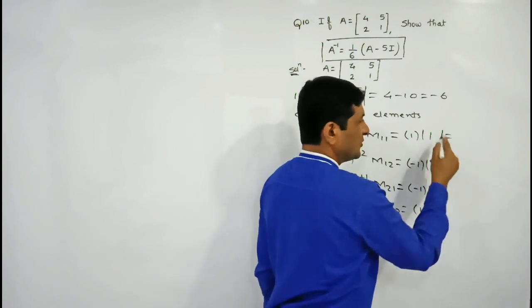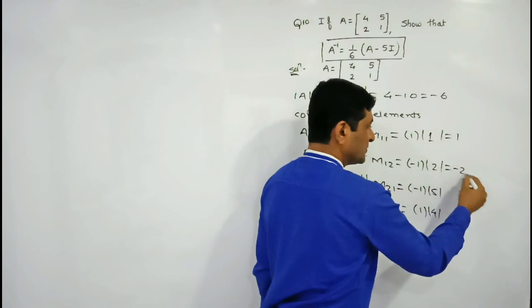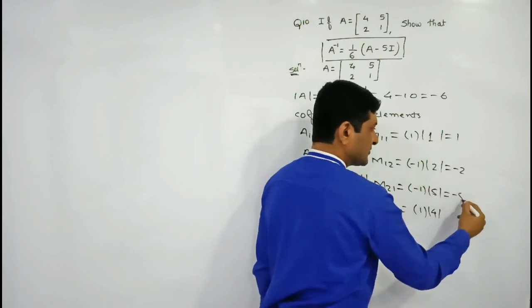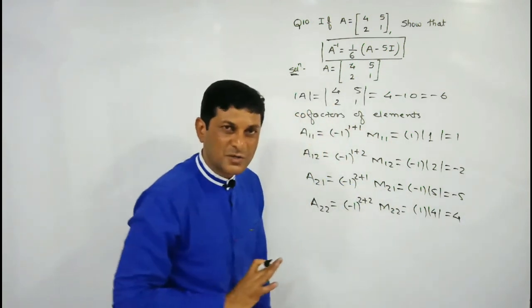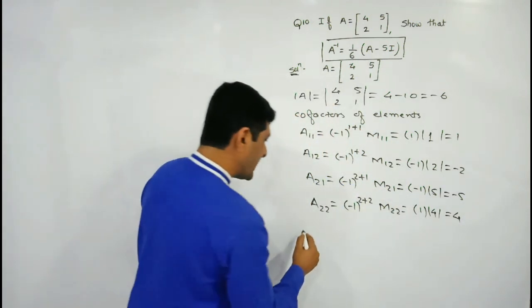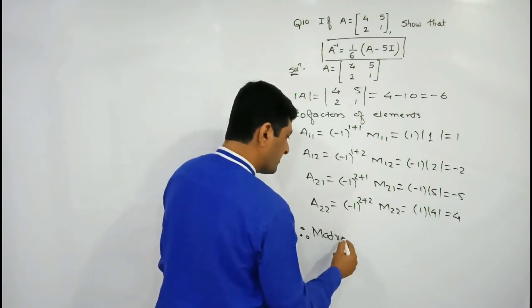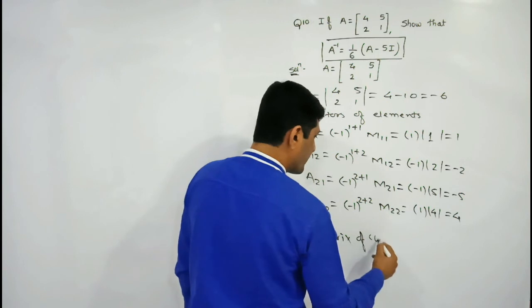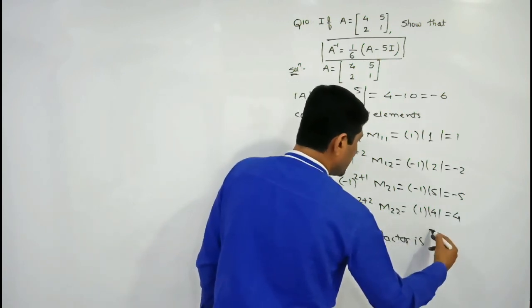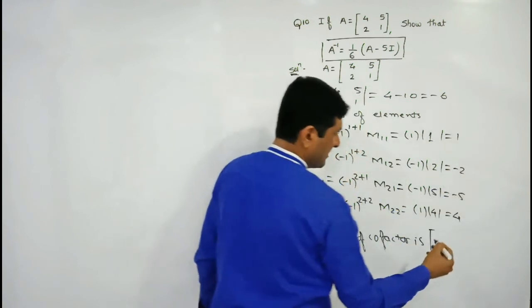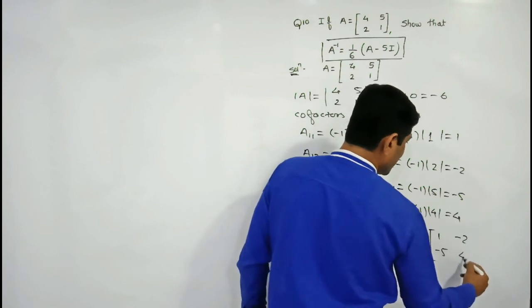So 1 into 1 is 1, 2 into minus 1 is minus 2, 5 into minus 1 is minus 5, and 4 into 1 will be equal to 4. In this way we have got the cofactor of all the elements. So write down all these cofactors in a matrix. Matrix of cofactor is just simply collecting all these cofactors in one matrix. What are the cofactors? 1, minus 2, minus 5, 4.